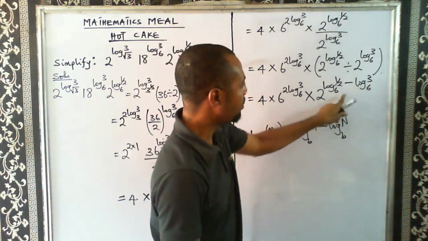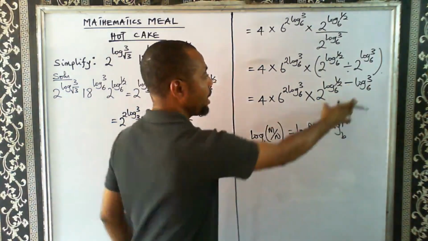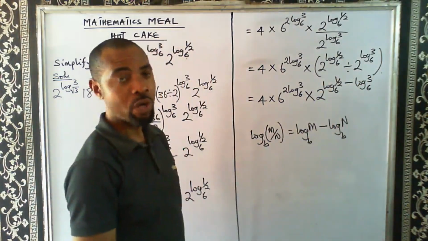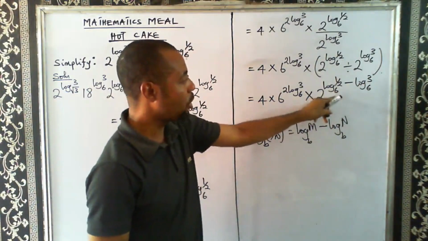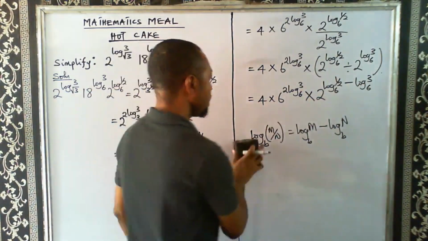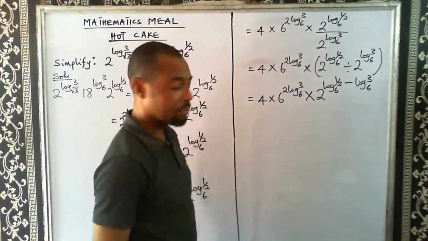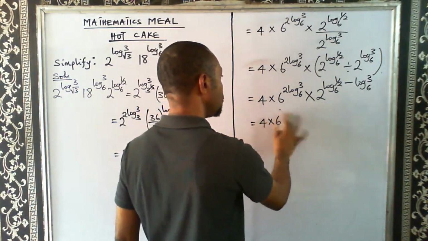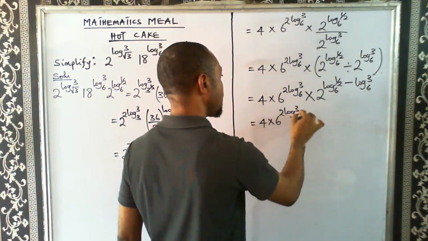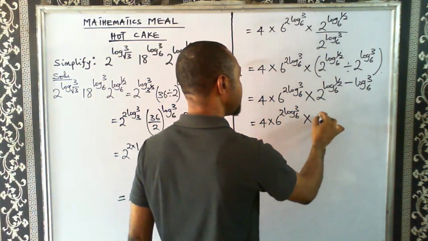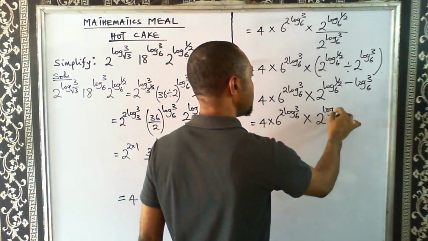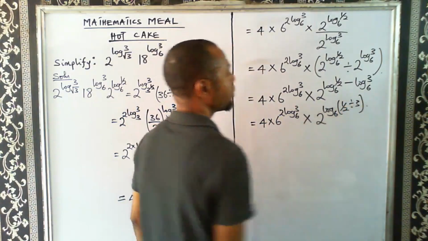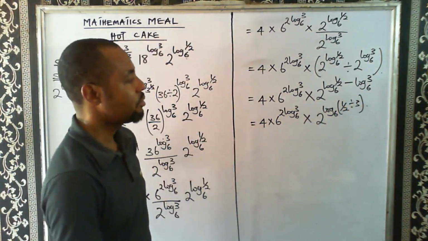The bases are the same. The operation is subtraction. So if we apply this second law, we are going to use this 3 to divide 1 over 2 here under the common logarithm. So if we apply that law here, we are going to have 4 times 6 raised to power 2 log 3 base 6 times 2 raised to power log in base 6 of 1 over 2 divided by 3.